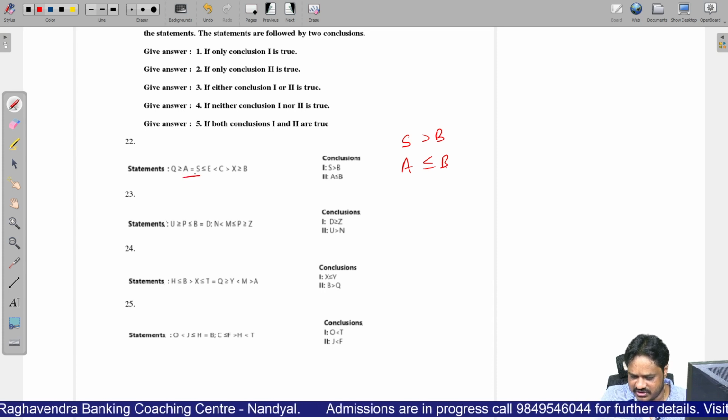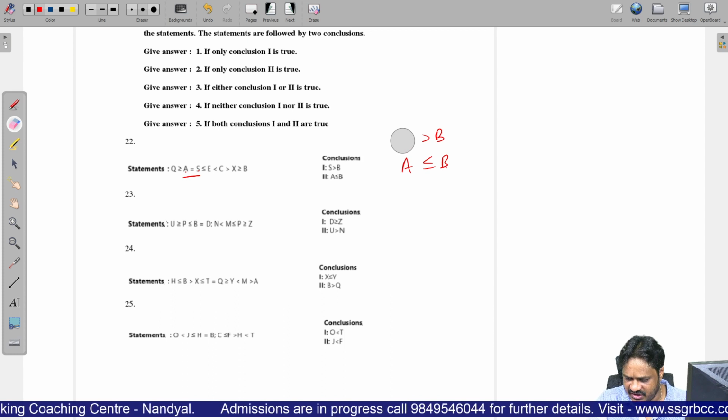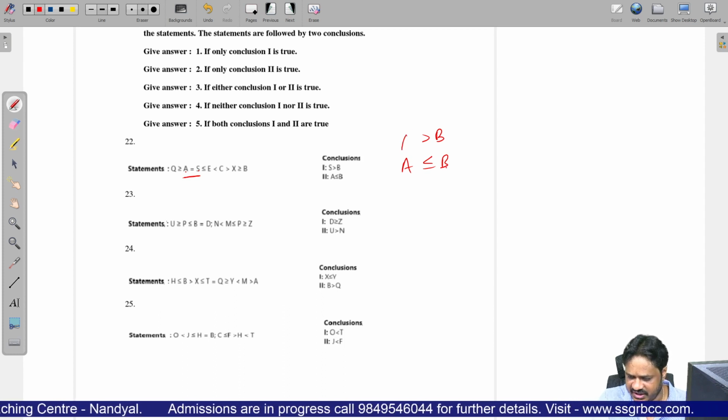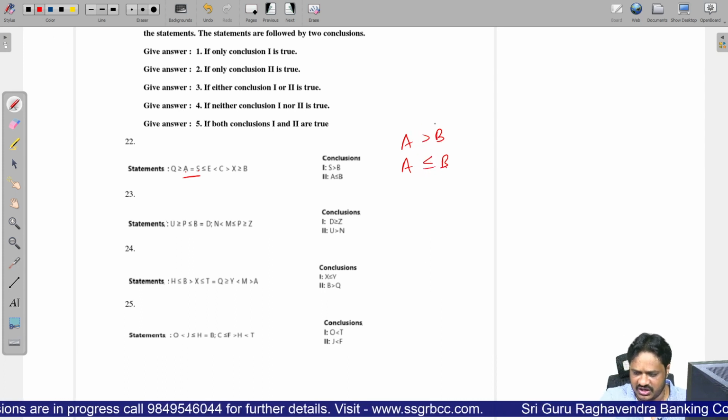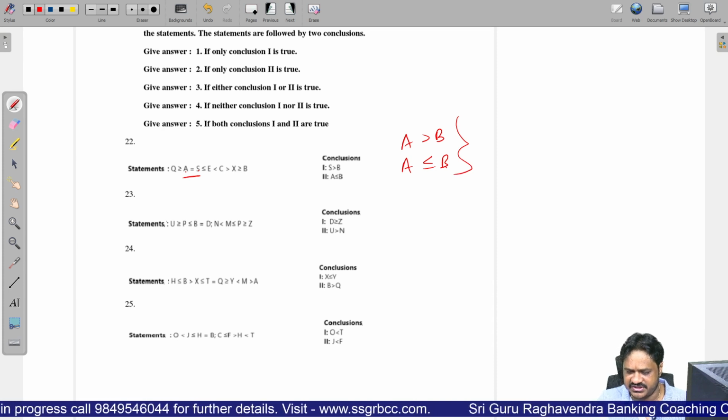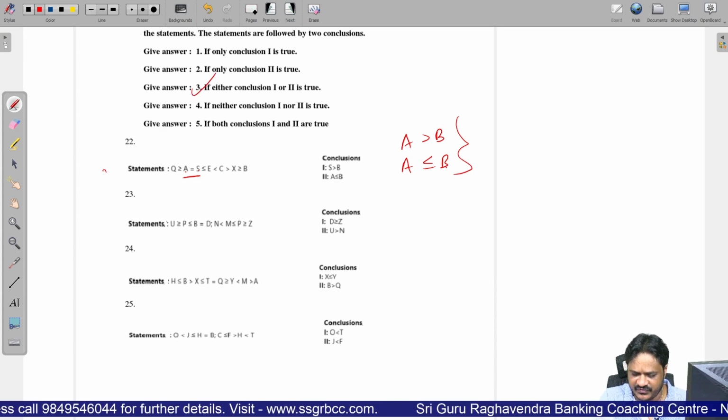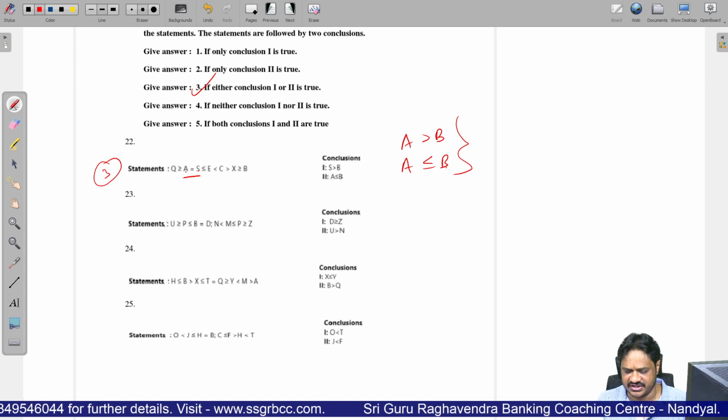Here we should observe one thing. A is equal to S, that means instead of S, you can write A. So there is no relation between A and B, but one greater than is given, one less than or equal to is given. So these two are called complementary pairs. Answer is either 1 or 2. 3 is the correct answer, either 1 or 2.